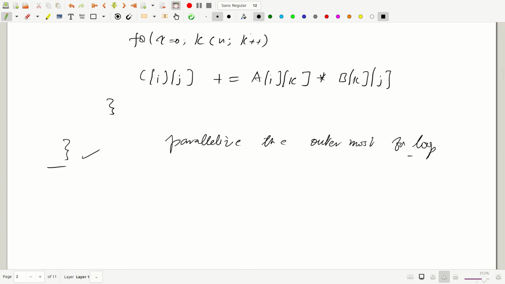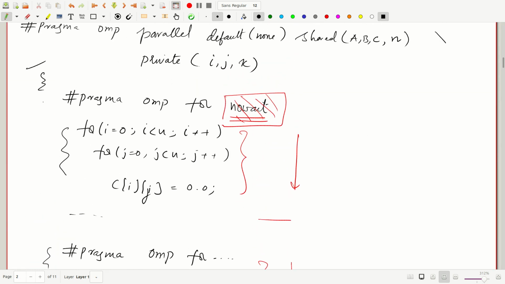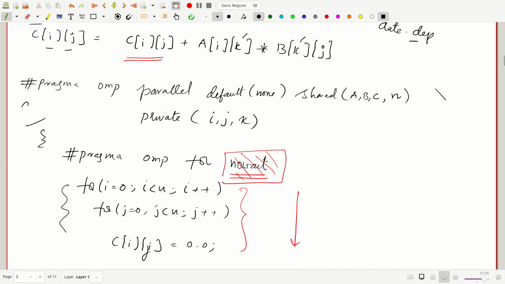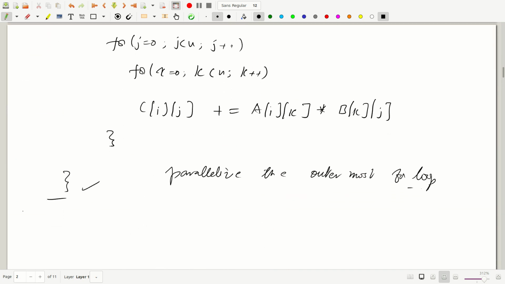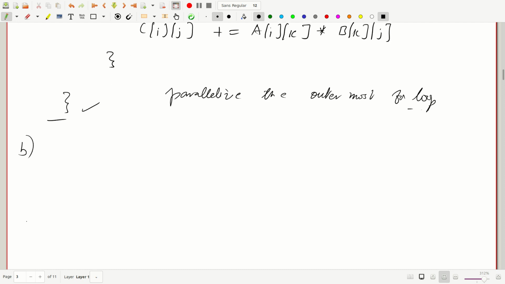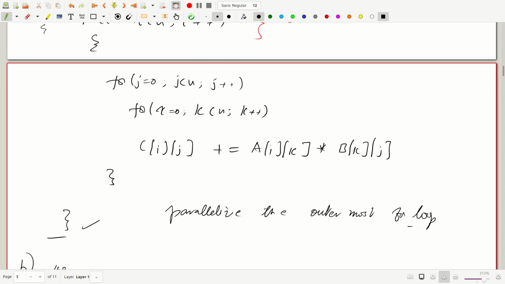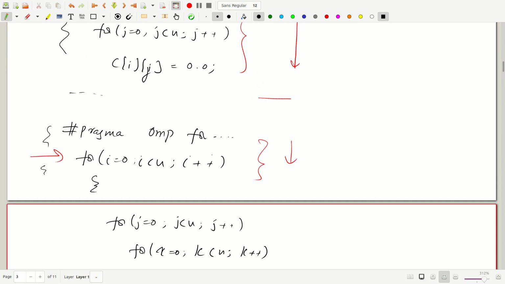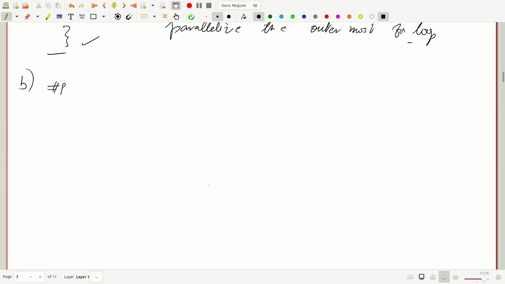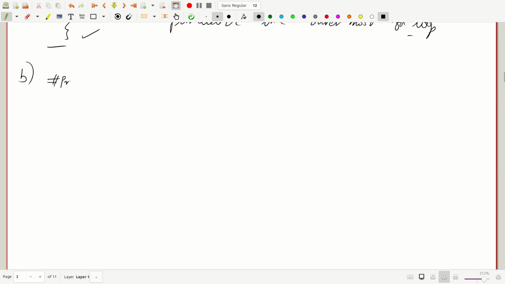So let us say this is implementation A. Implementation B would be parallelizing both the for loops. It appears that both loops are kind of independent, there is no loop carry dependency. As a result, both loops can be parallelized.